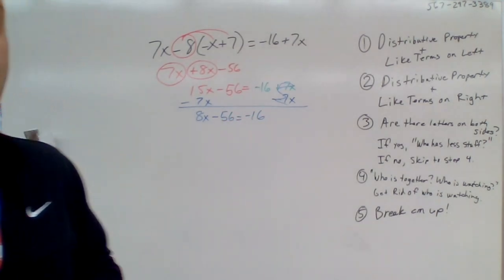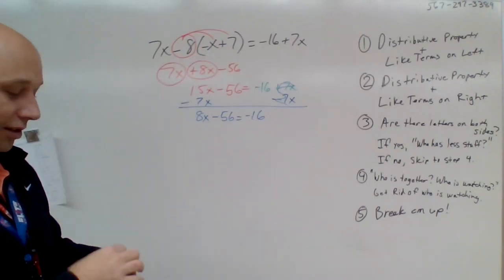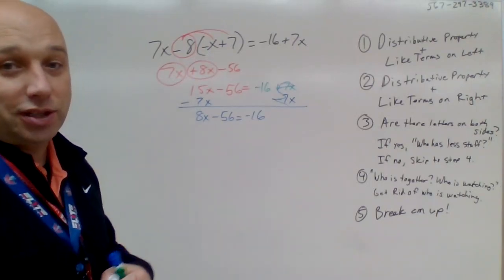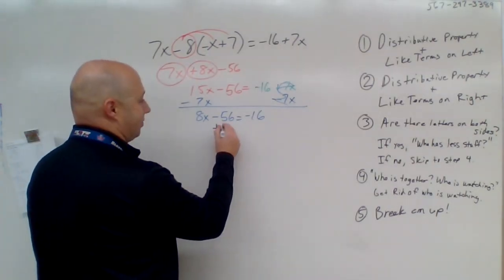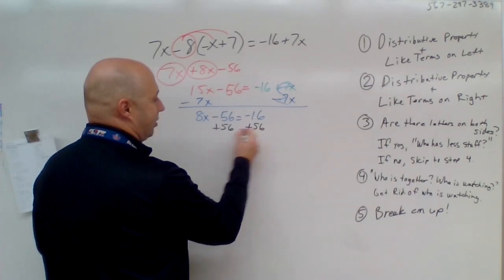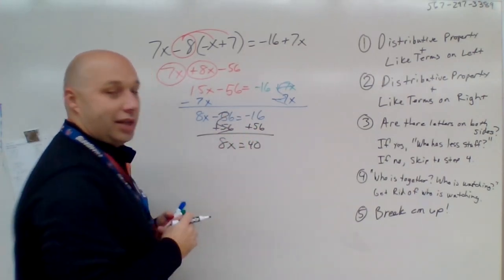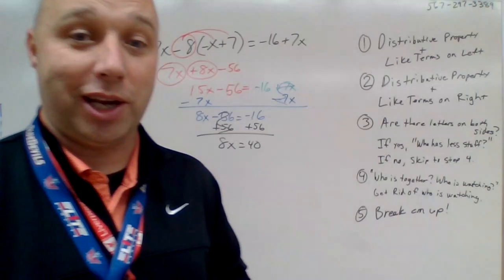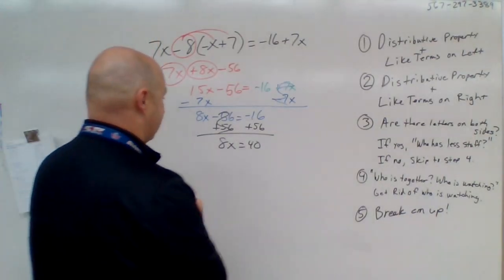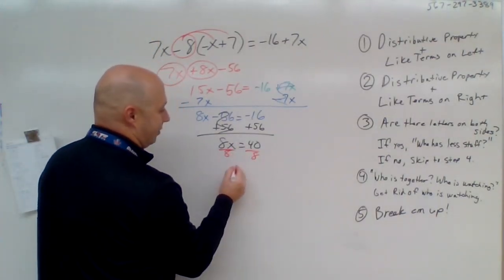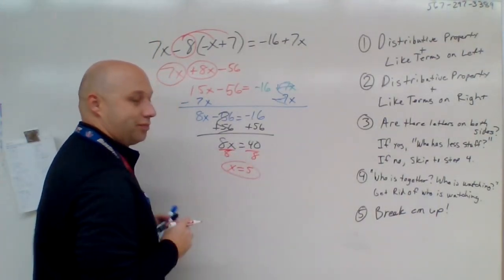Now we're down to who's together, who's watching. The 8 and the x are together. The -56 is watching them. Let's get rid of that 56, so we'll add 56 to both sides. Those go away. We get 8x equals 40. And then we're just going to finish this thing by breaking them up. We're going to break up that 8 and the x by dividing by 8, and we get 5.